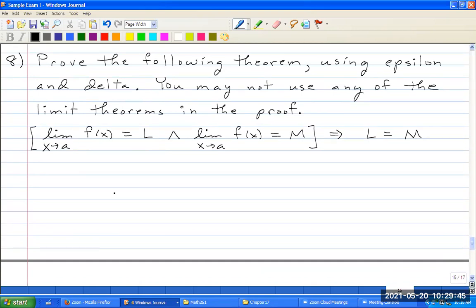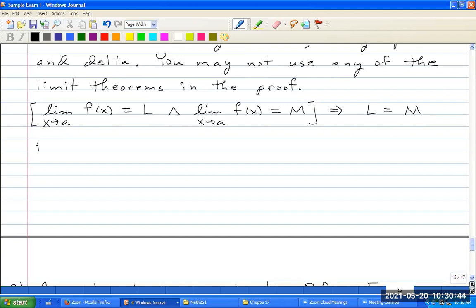Let me do problem number 8. Prove the following theorem using epsilon delta. You may not use any limit theorem in the proof, so just epsilons and deltas. The limit as x approaches a of f of x equaling L, and the limit as x approaches a of f of x equaling m, implies that L is equal to m. So basically what you're trying to do is show that limits are unique. So a limit, if it exists, will be unique. So let's show this.